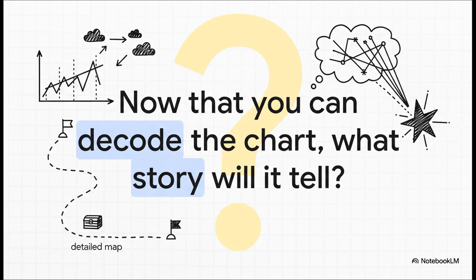So there you have it. What looked like gibberish just a few minutes ago is now a detailed map. A map of the market's balance, its momentum, and even the obstacles that lie ahead. The chart is always telling a story. So the question is, now that you can speak the language, what story is it going to tell you next?